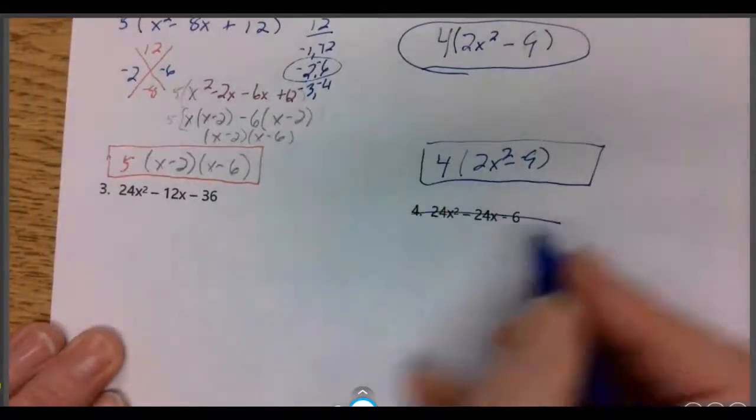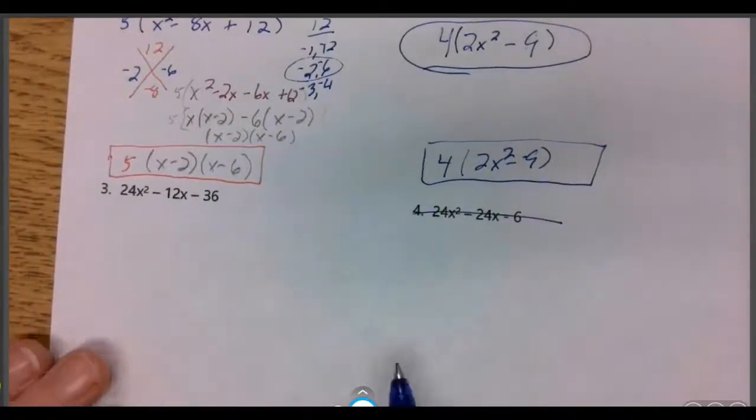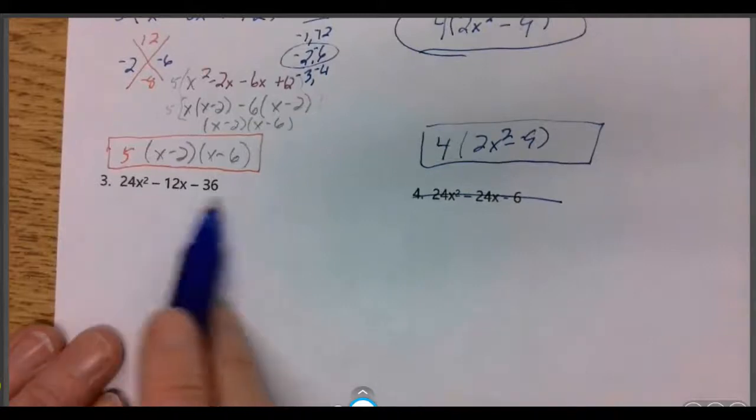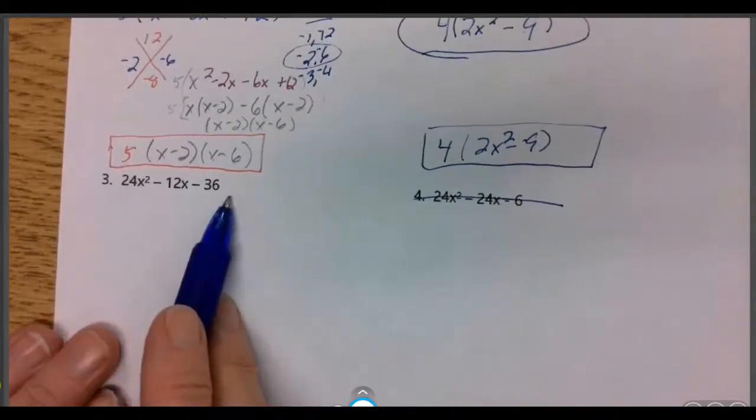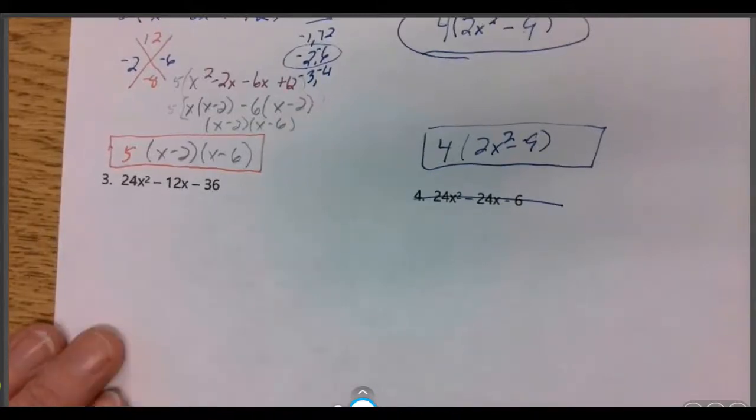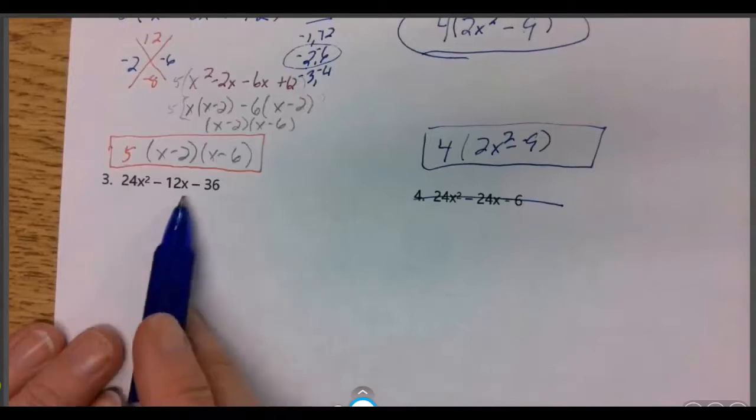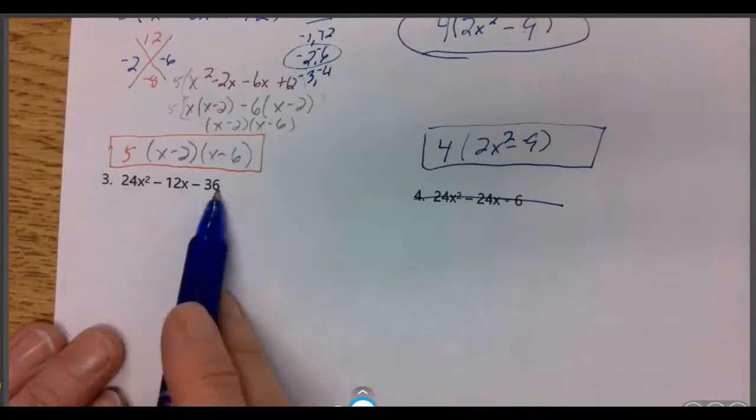Okay, number 3. We're going to skip number 4 because it's a lot like number 3, so don't worry about it. Okay, let's take out the greatest common factor. Oh, is it in standard form? Yes. Greatest common factor. Hey, at first I was thinking 4, but look at that. Does 12 go into all of them?